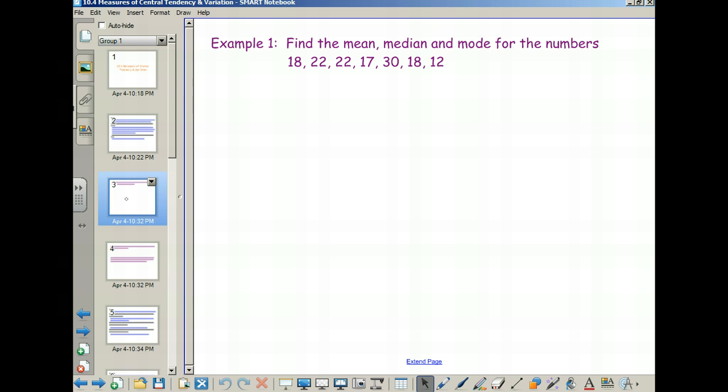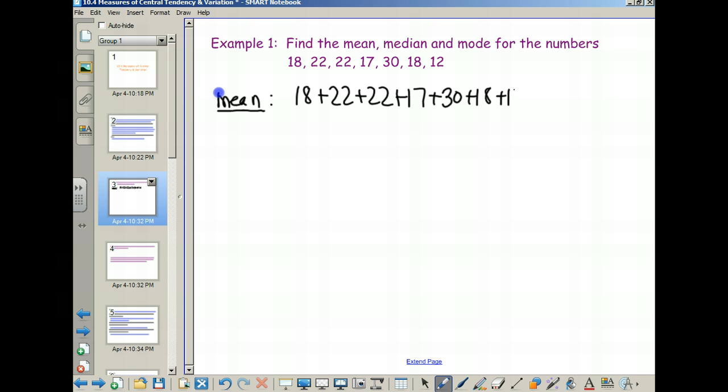We're going to do an example. We have 7 numbers here, and we're going to find the mean, the median, and the mode. So how do I find the mean? Remind me. Yes. You have to show me one of two things: 18 plus 22 plus 22 plus 17 plus 30 plus 18 plus 12, over 7. Or it's okay with me if you just put all that in your calculator.